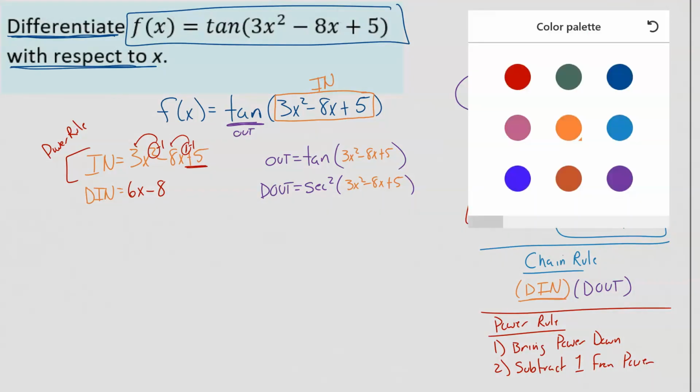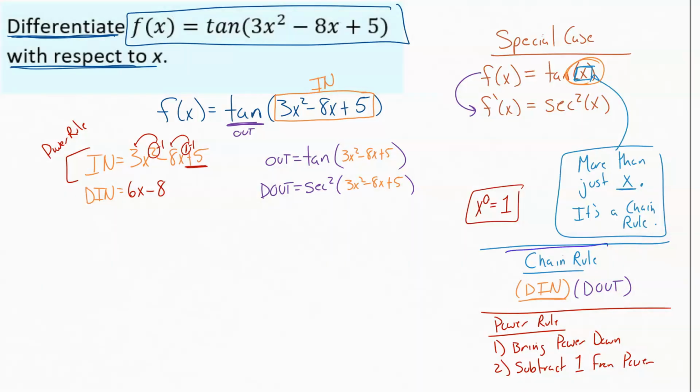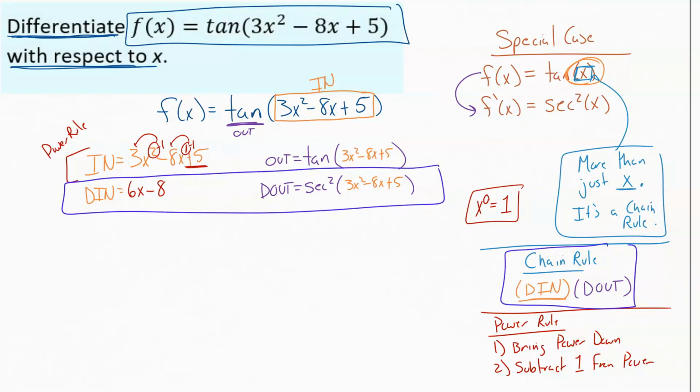And now that we've done both of those small little bite-sized math problems, we now have all the ingredients we need to follow our chain rule recipe. So to get our final answer for our derivative, f prime of x, we follow the chain rule recipe. It says go grab the derivative of the inside. So we go grab our d in, 6x minus 8. Multiply that by the derivative of the outside.